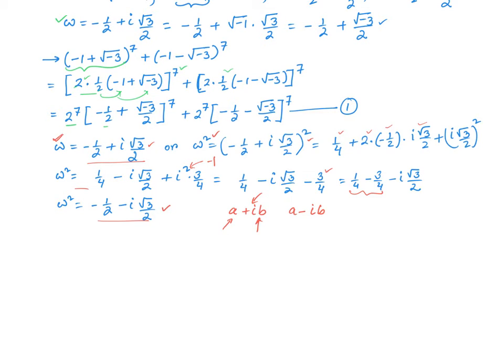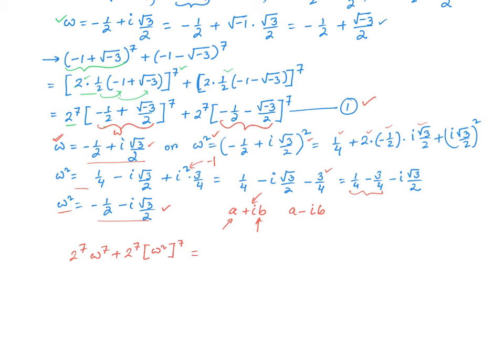And now what I am going to do, I am going to take this value and plug it in right here. If I do that, I am going to get the following. It is going to be 2 to the power 7 times, now this by the way is nothing but omega by our assumption. So it's going to be omega to the power 7 plus 2 to the power 7 times this, by the way, we found it to be omega square. So it's going to be omega square raised to the power 7.